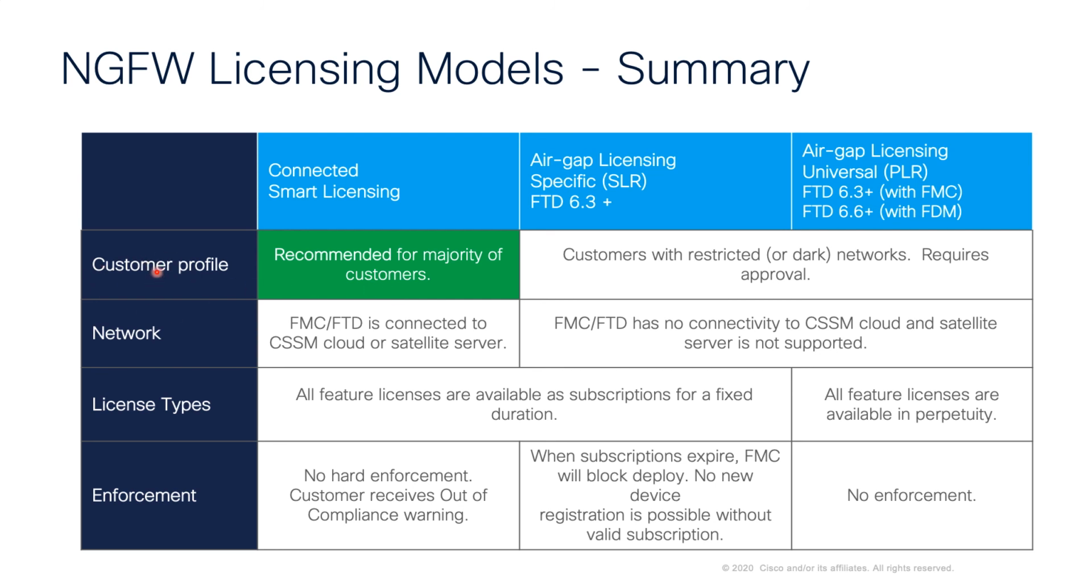We've got the customer profiles down here. Connected smart licensing is again recommended for the majority of customers. And then the air gap, SLR or PLR, is recommended really only for customers with restricted networks. And again, remember, this does require approval. In connected smart licensing, your FMC or FTD can be connected either directly to the Cisco cloud or via a satellite server on-prem. And with the air gap licensing, typically there's no connectivity direct to the cloud, and there's also no support for connectivity to a satellite server.